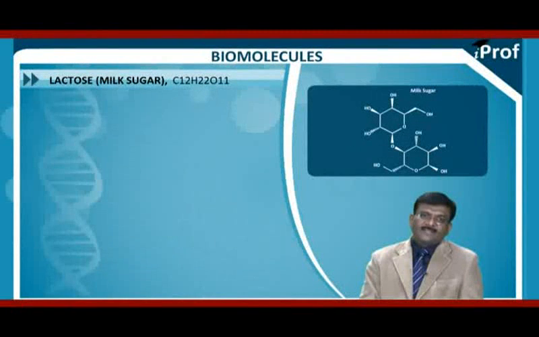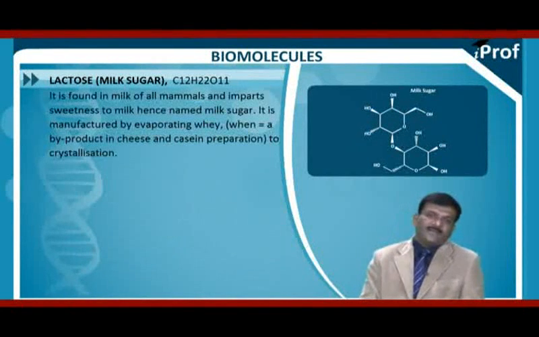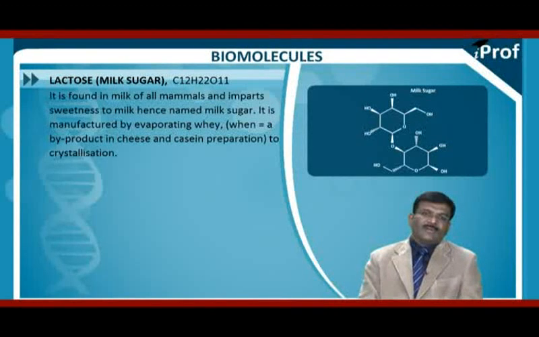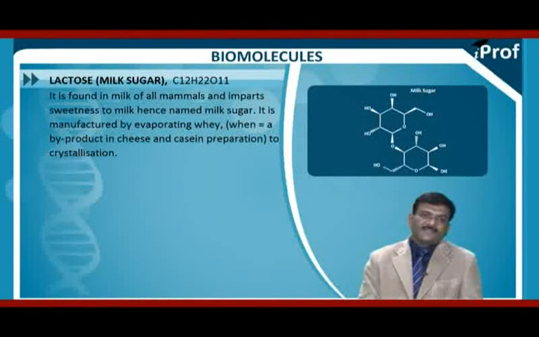Now the next type of sugar is lactose sugar, the milk sugar. The formula is C12H22O11. It is found in the milk of all animals and imparts sweetness to milk, hence named as the milk sugar. It is manufactured by evaporating whey, a byproduct in cheese and casein preparation, to crystallization.